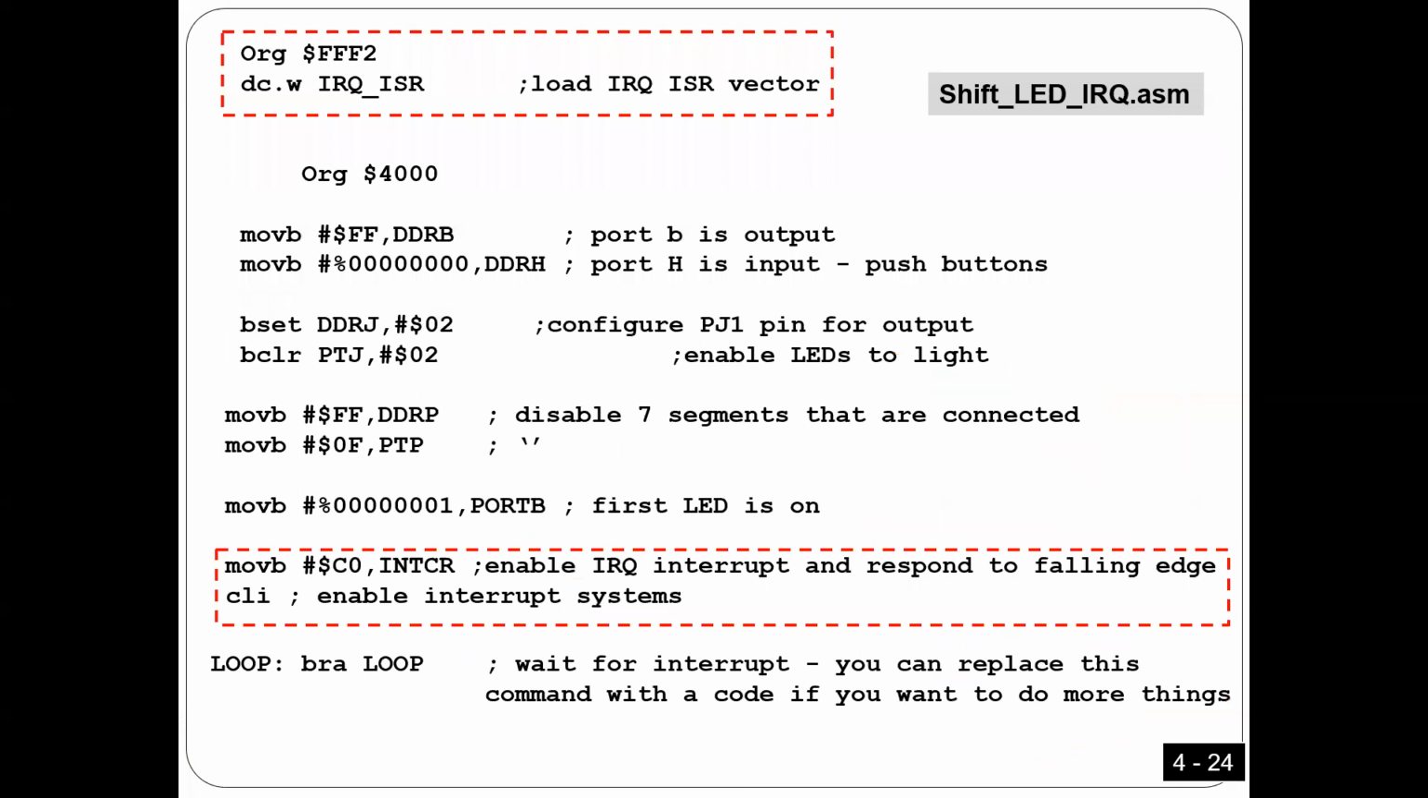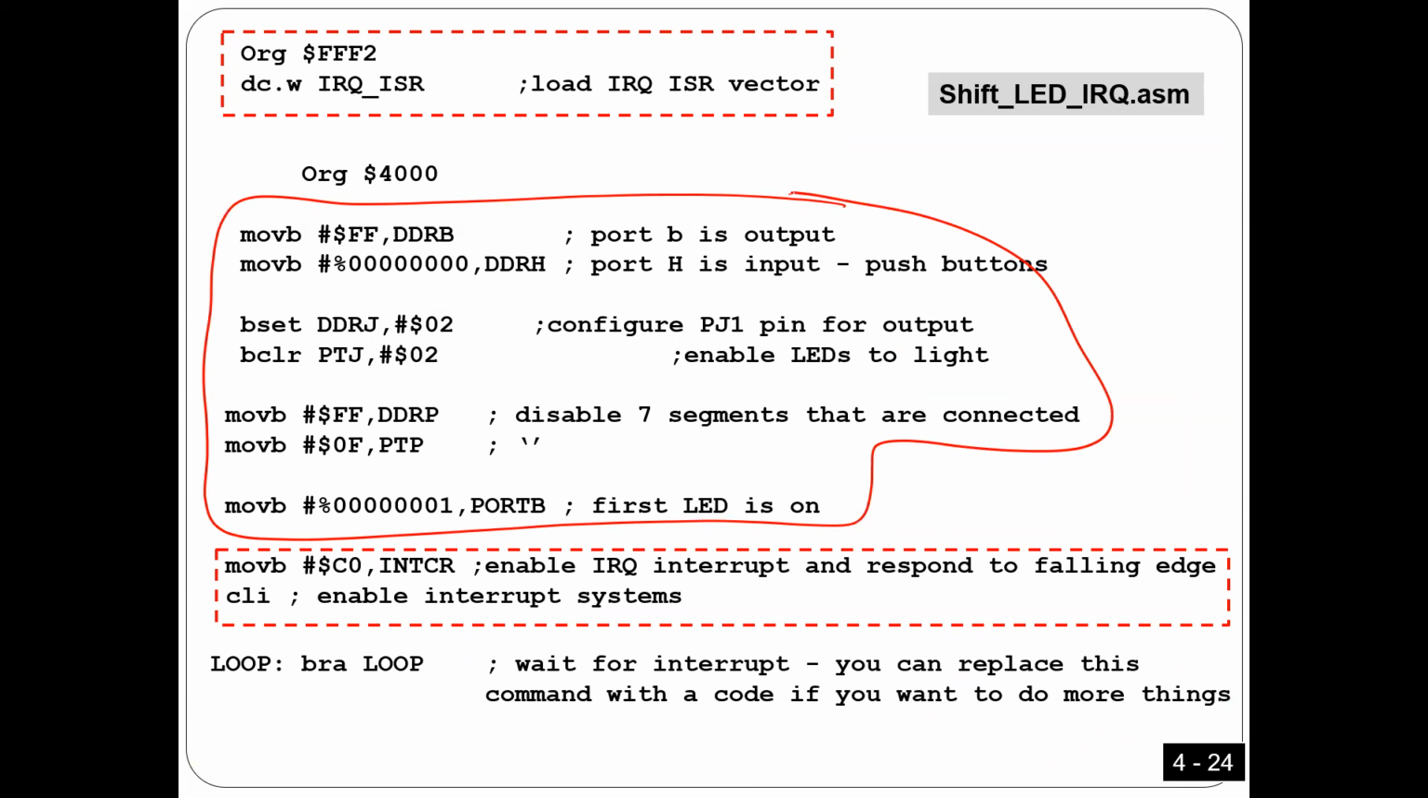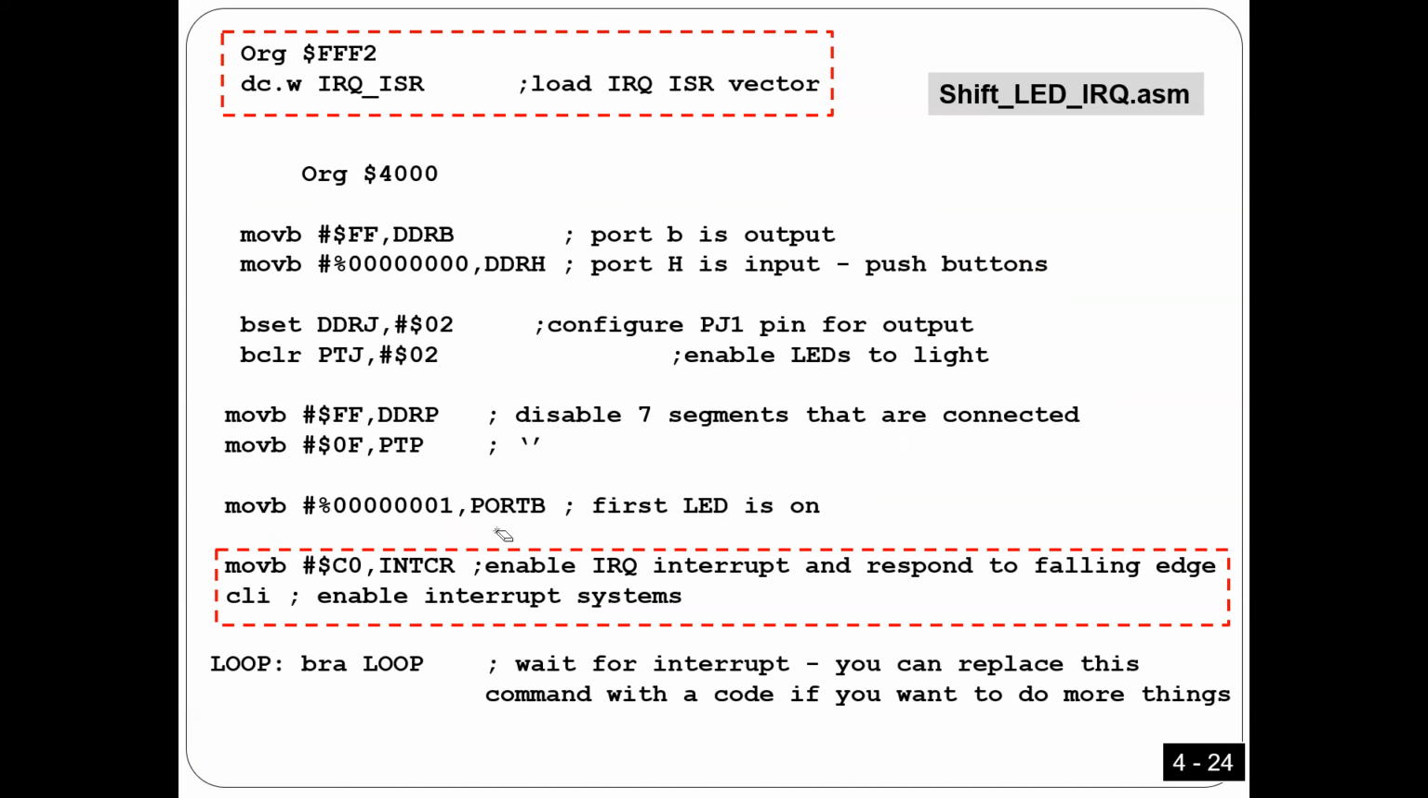Number 1, this is the main program. In the main program, I'm not going to teach you this part because it is similar to what we did before. Here you have to configure port B as output. You have to do port J, port P, and so on. Also here, I'm going to write 1 on port B in order to turn one LED on. And then this is just normal for ports.